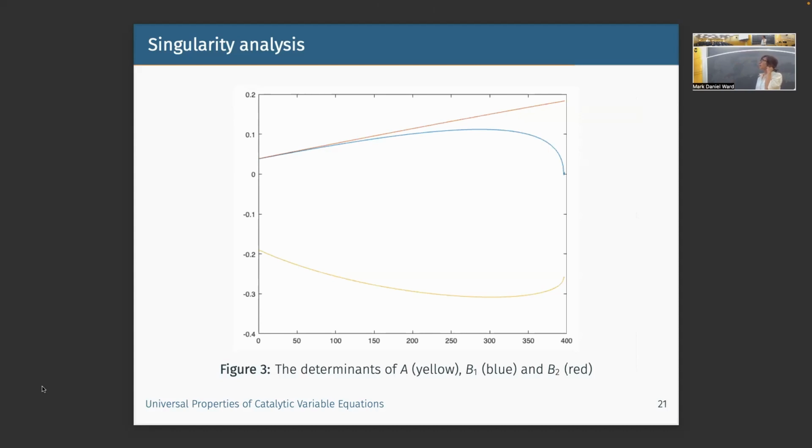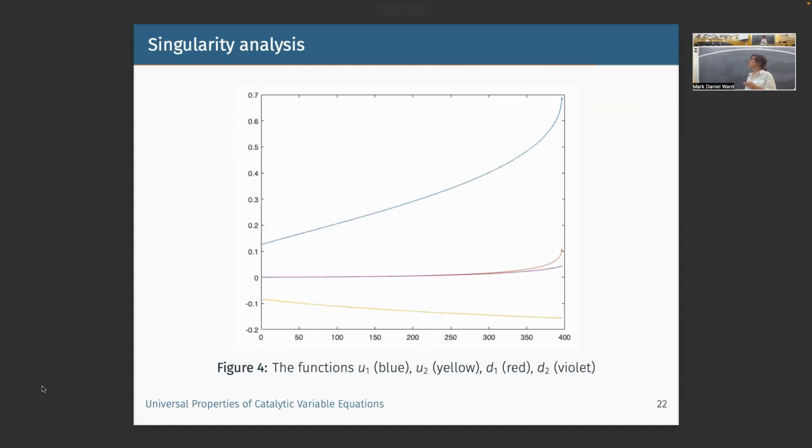Yellow is the determinant of A, blue is the determinant of B1, and the determinant of B2 is here in red. And you can see the only determinant that is really important, that becomes 0, is the blue one, B1, that is related to the functions U1 and D1, which is just MZU evaluated along U1. So here you can also see that this will give us the singularity somehow.